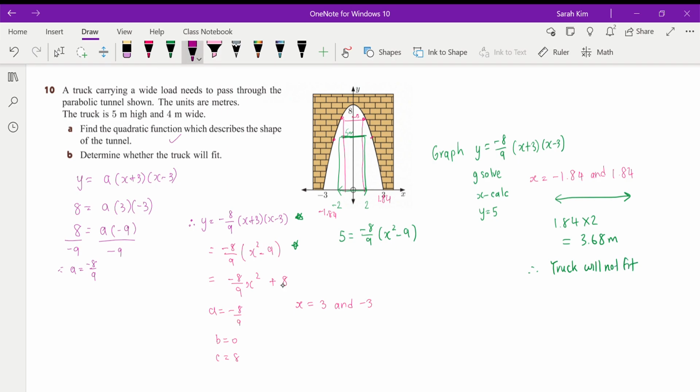So I'm going to solve this one. I've got minus 8 over 9 x squared, and then plus 8, equals 0, and then I'm going to put the 5 on the other side, so I've got minus 5. Therefore, minus 8 over 9 x squared plus 3 equals 0. So this is what we'll have to solve. If I wanted to solve it manually, I would solve it using the quadratic formula.